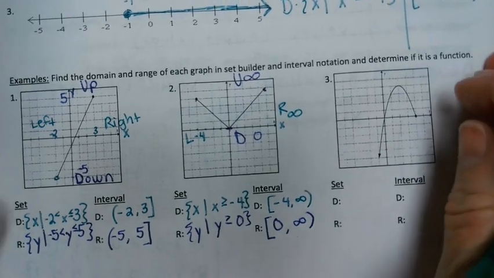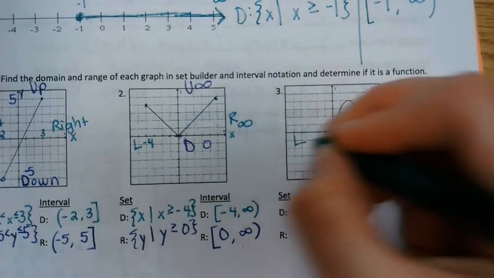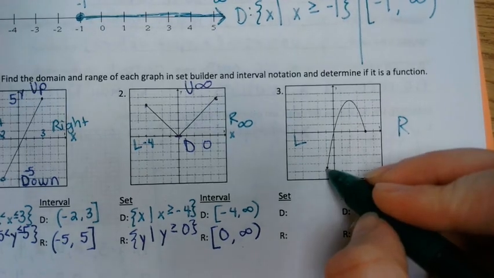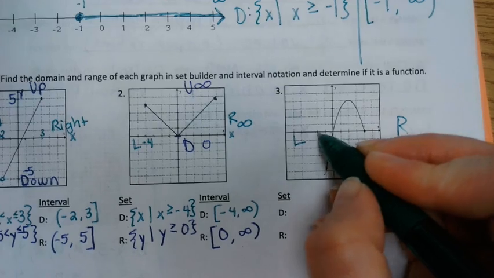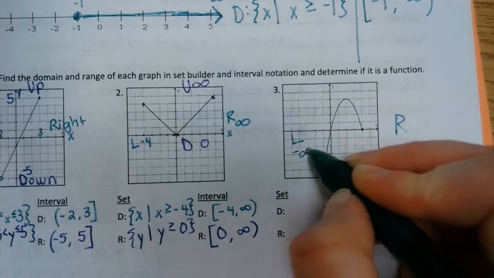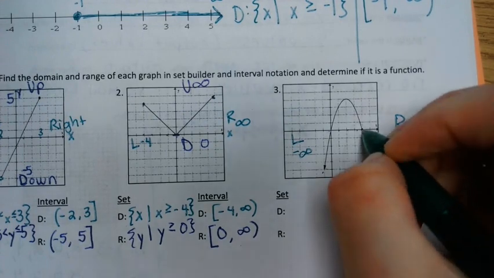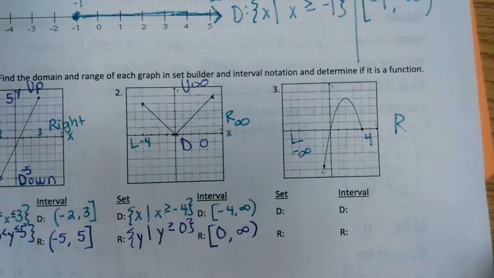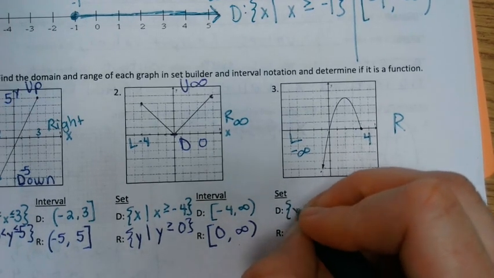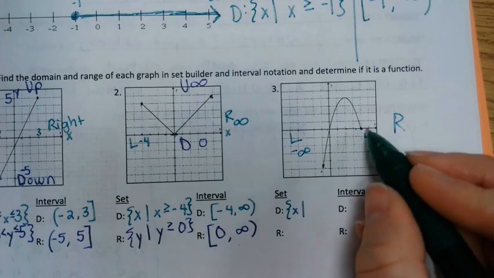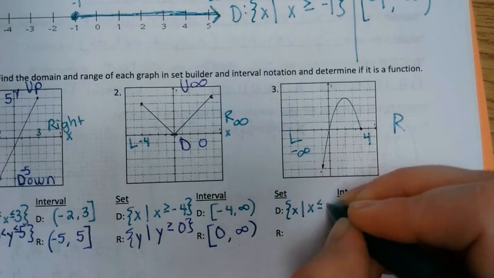Okay, let's go to the next one. We have the domain, which is left and right. Left, it goes to -1, but that arrow means it goes on and on forever. So it's going to the left forever, so that's -infinity. And then on the right, 1, 2, 3, 4, it stops at 4. So it is x such that x is at 4 or less. So x is less than or equal to 4.